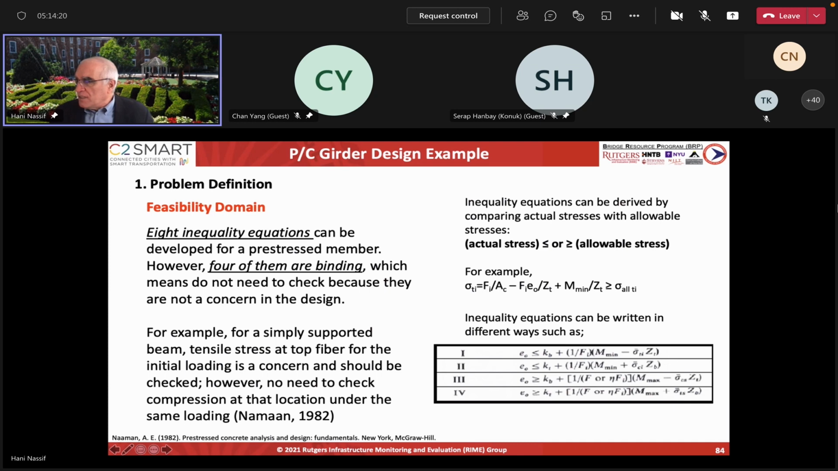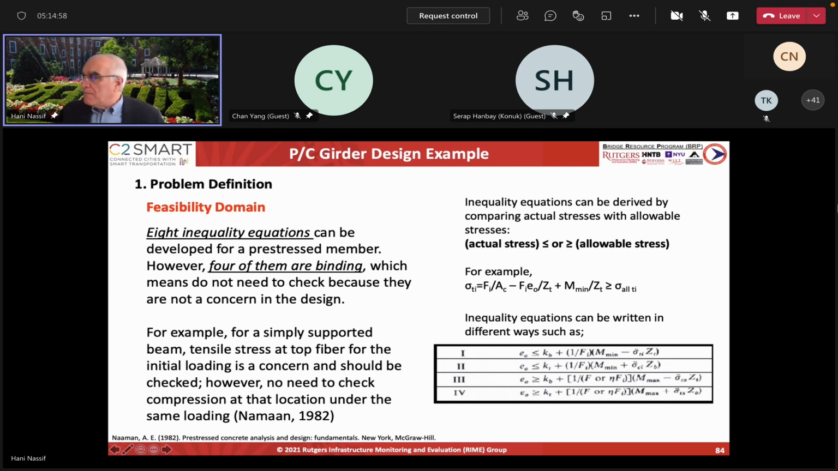So if you build these equations, you have 4 of them, right? We have tension at initial, compression at initial, tension at service, and compression at service. Okay, so tension and compression at initial, tension and compression at service. And those are the 4 equations. Okay, there might be more, but those are the dominant ones. We call them inequality equations because sometimes the stress has to be larger than the tension or less than the tension. Sometimes it has to be larger than a minimum compression stress, right? So you have that. And you can write them this way.